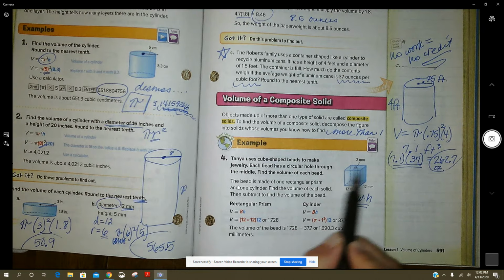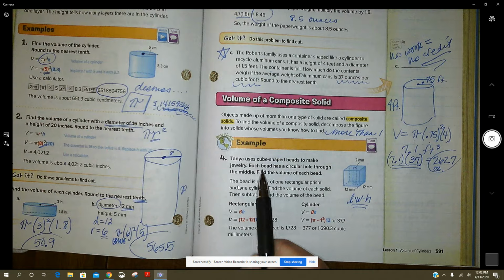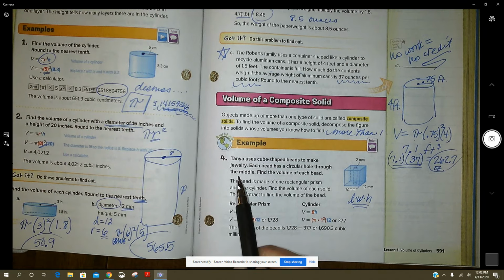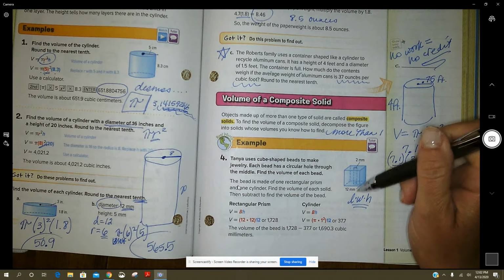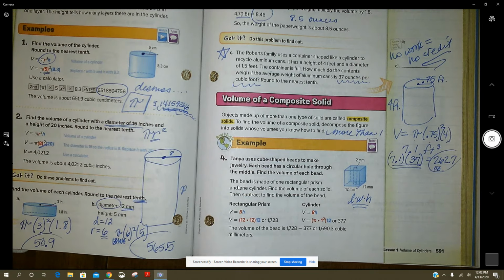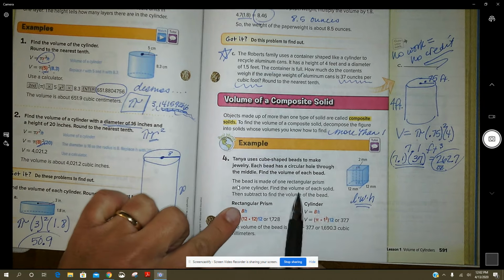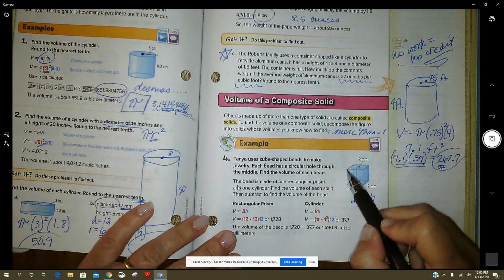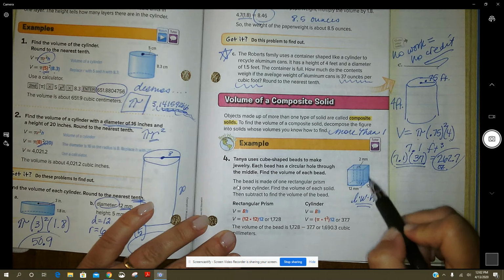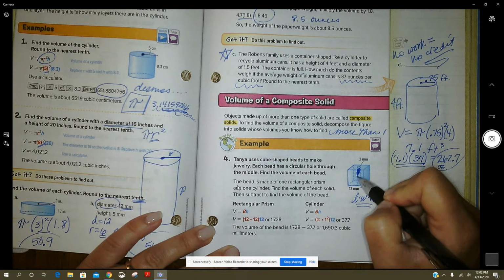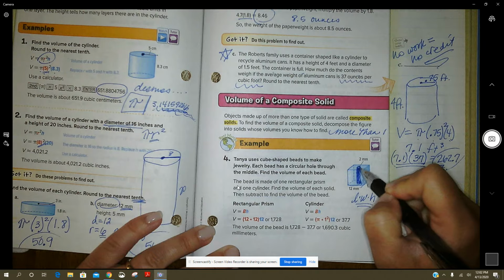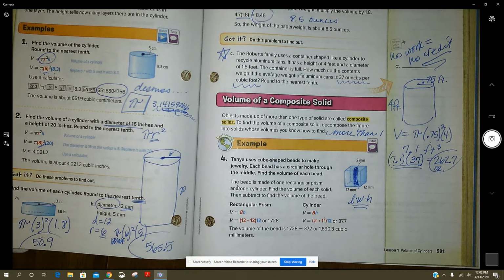Okay, so we have this cube-shaped bead, and it says there's a circular hole through the middle. And so there's like this hole. That's where you can put the wire, and then you can put the beads together and make like a bracelet or a necklace, okay? So we want to find the volume of the solid. So we're going to find the volume of the box, and then we're going to take this little cylinder shape right here, and we're going to cut it out. Okay, and that means that we're going to have to subtract it at the end.